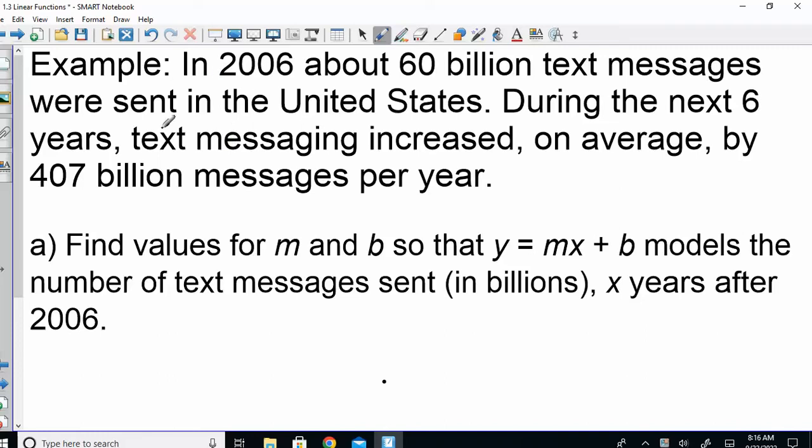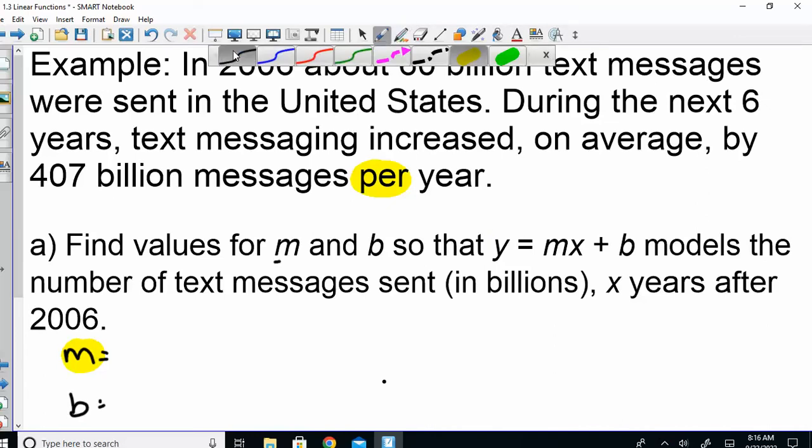So, can you read this and tell me what m and b would have to be if this were a linear function? So what's m represent? Slope. Slope is a rate of change. How would you find the rate of change in this? Messages per year. Yes. The rate of change always has that word per in it. How do you know if it's positive or negative? Increasing would be positive. So my slope is a positive 407.